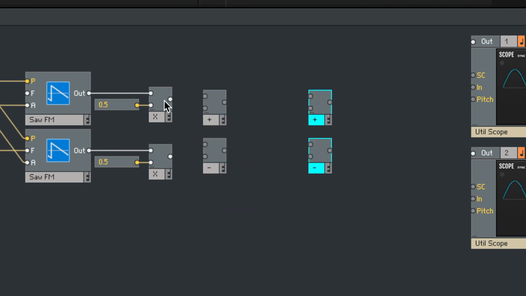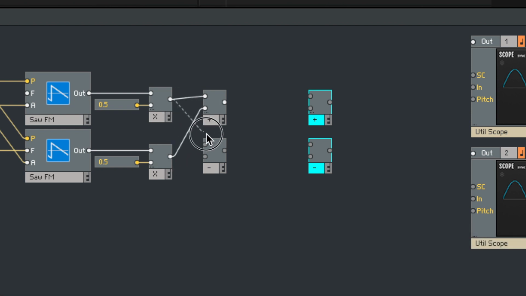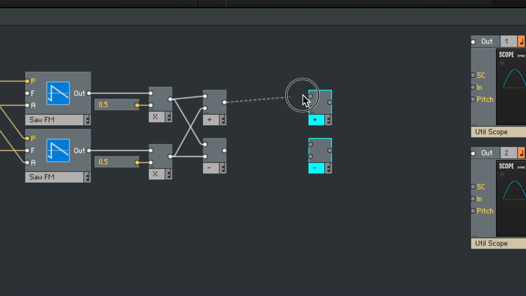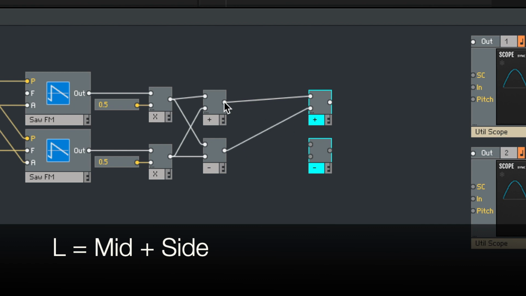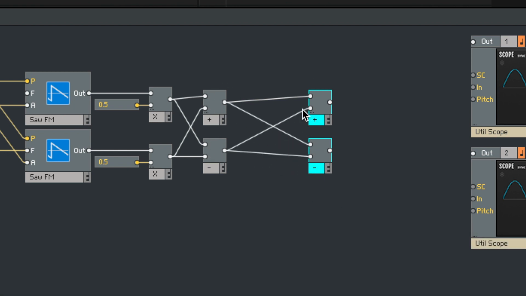We're going to need another set of those to decode. Left plus right. Left minus right. Left plus right is mid. Side. Mid. Side. Mid plus side is left. Mid minus side is right.